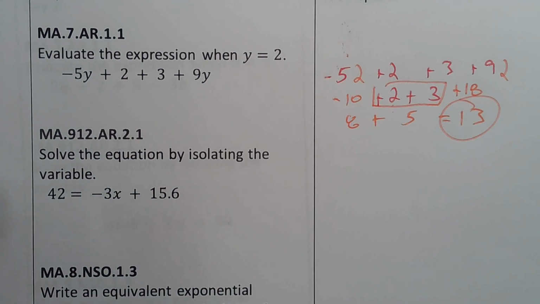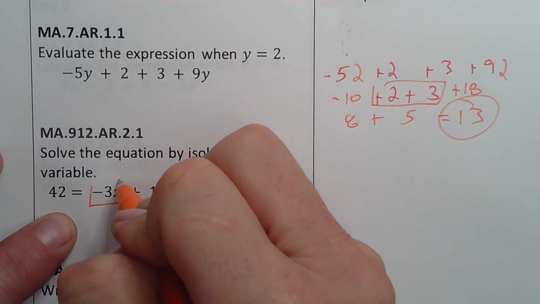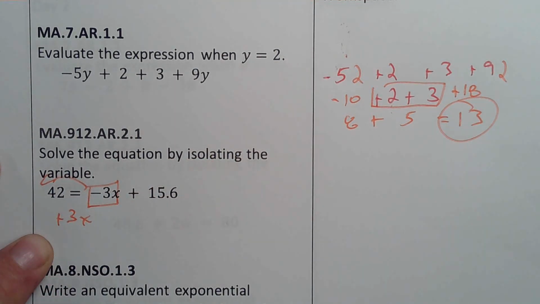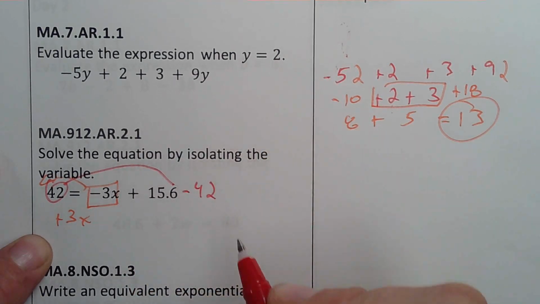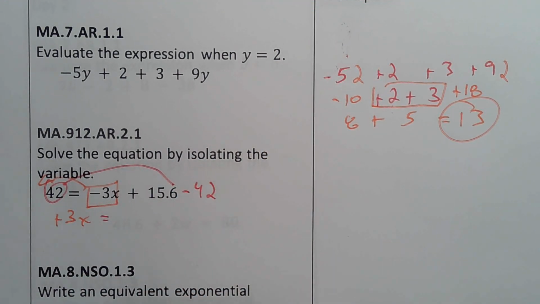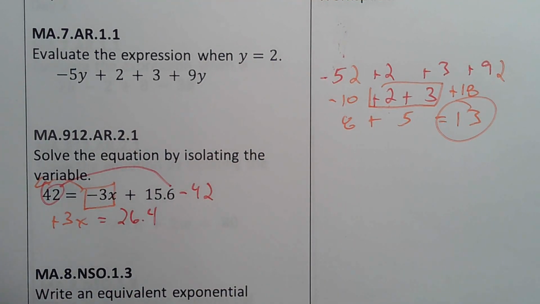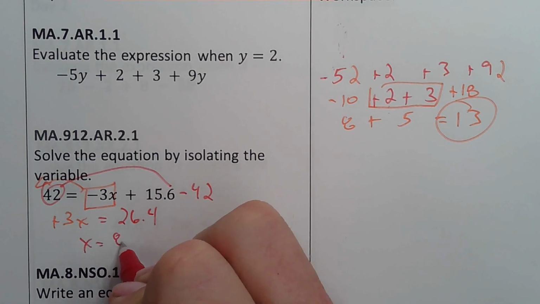Solve this equation by isolating the variable. Okay, I'm going to move this one over here to the right, make it plus 3x. Move this one over here, make this minus 42. It's going to be equal to 40. It's going to be 42 minus 15.6 equals 26.4, and then divide this by 3. X equals 8.8.